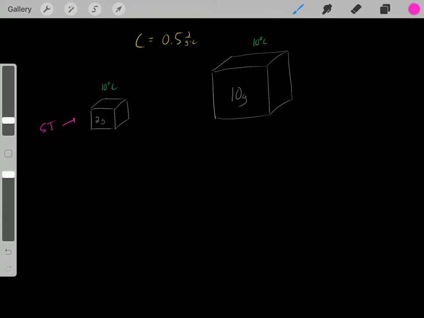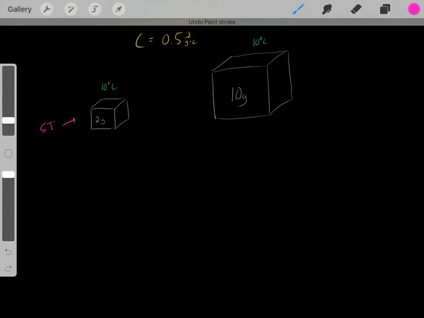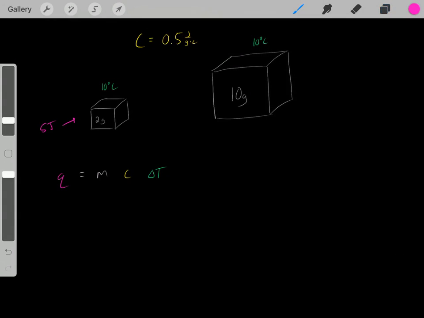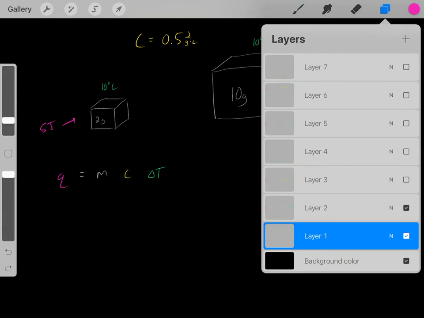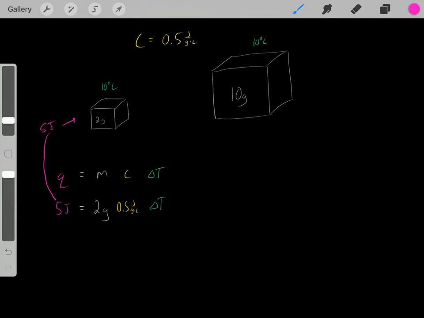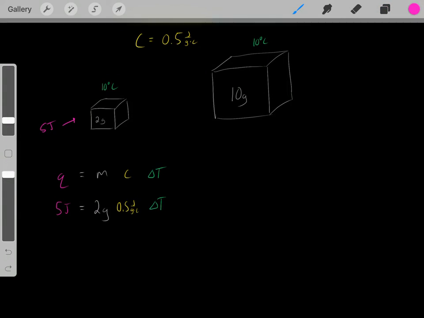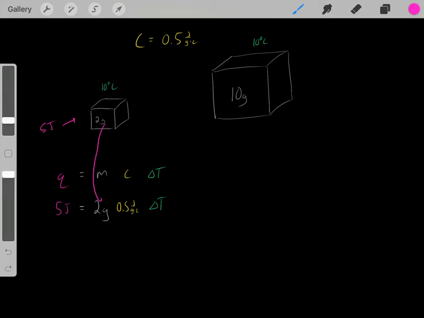If we add 5 joules of heat to this object, we know its temperature is going to increase. But by how much? What will be that change in temperature? Well, again, we know our formula. If you know the amount of heat you add, and you know the mass of the object, and you know the specific heat capacity of that material, you can determine what that change in temperature must have been. So again, in this situation, we know we added 5 joules of heat to a 2 gram object with this specific heat capacity.